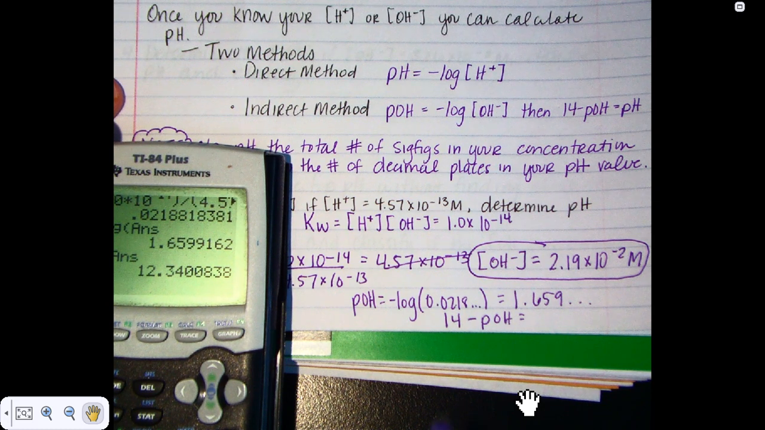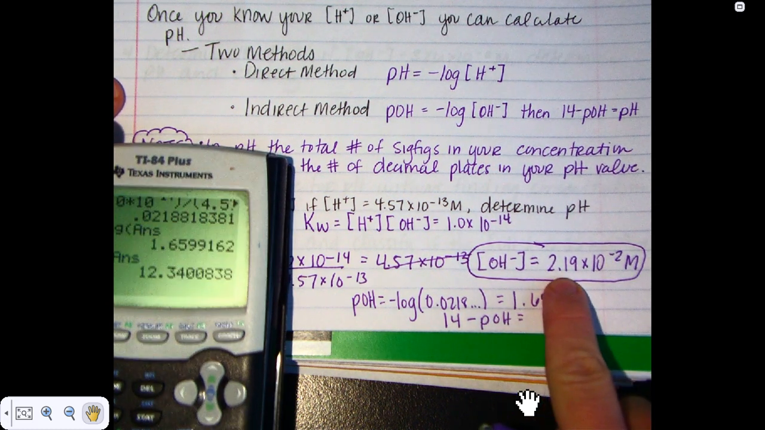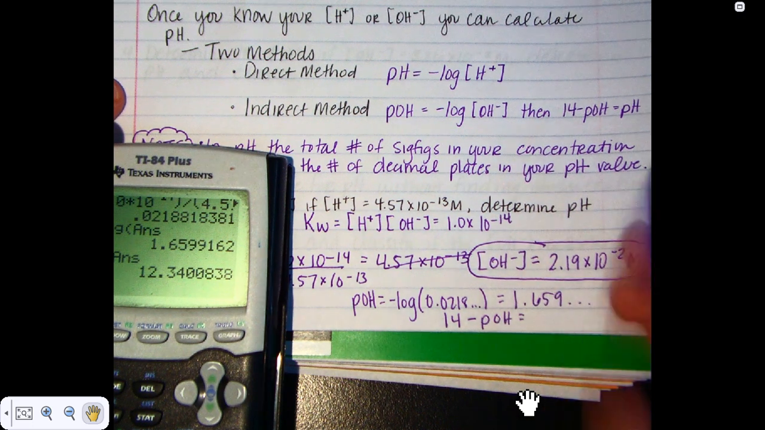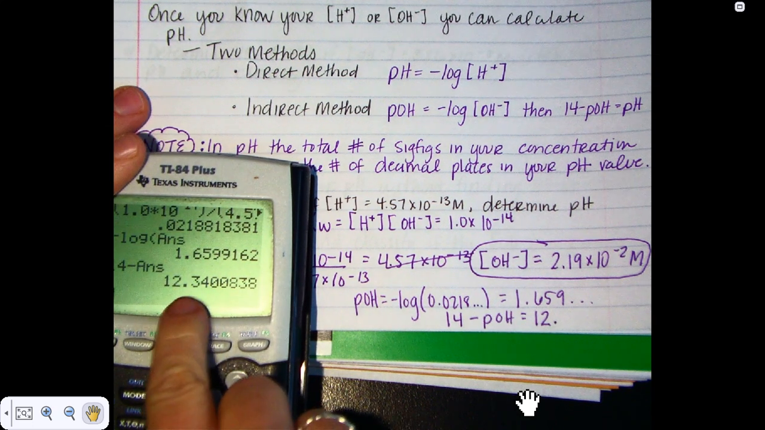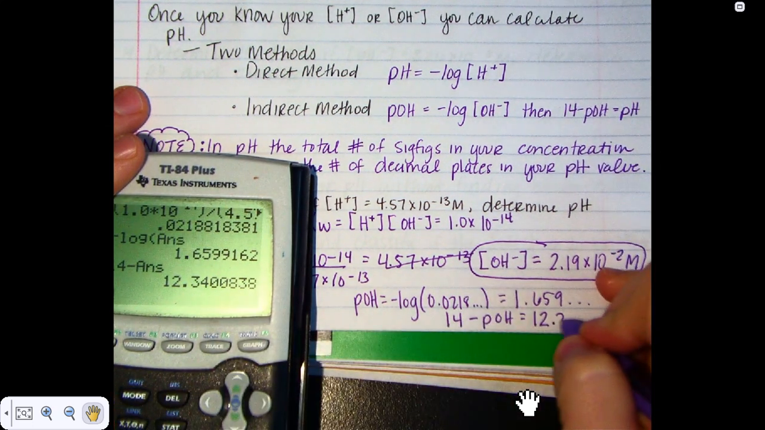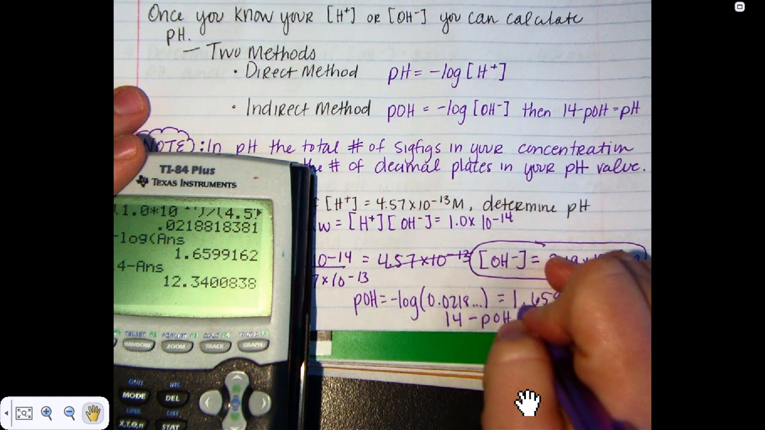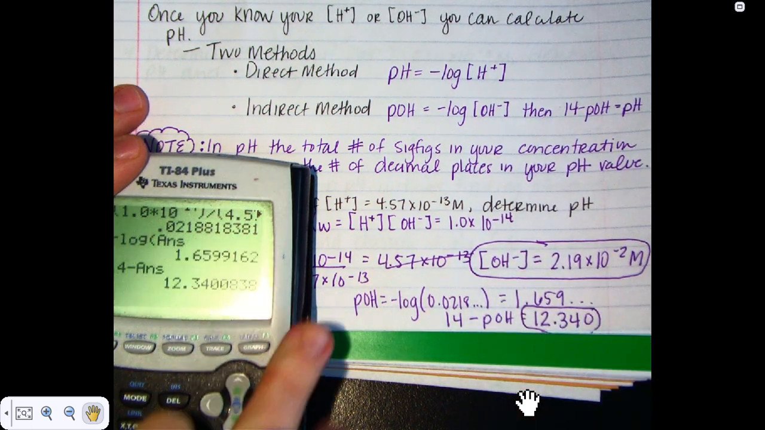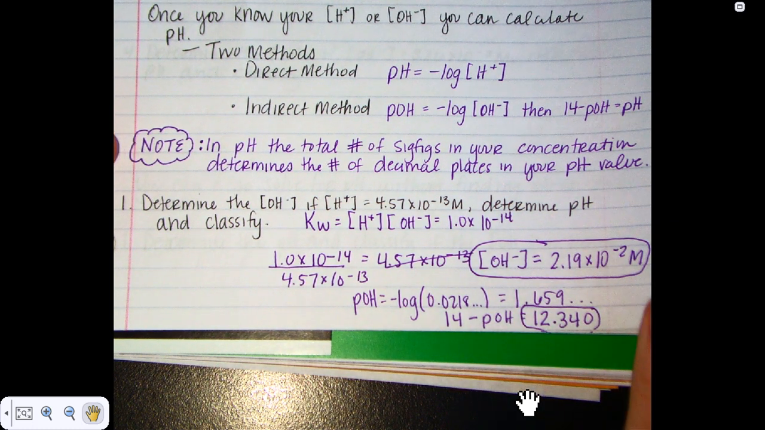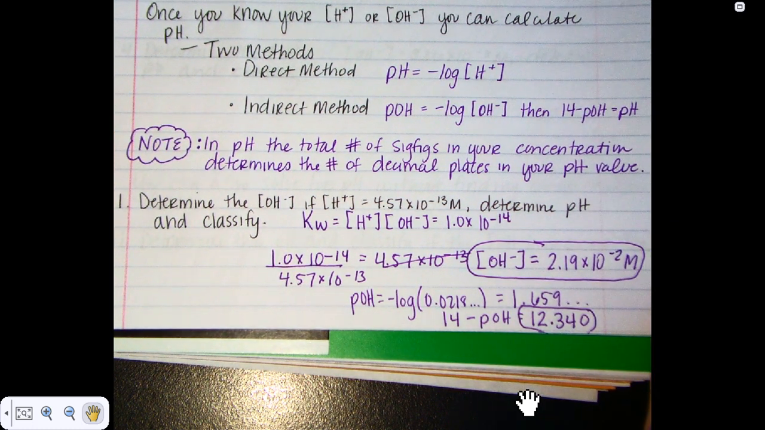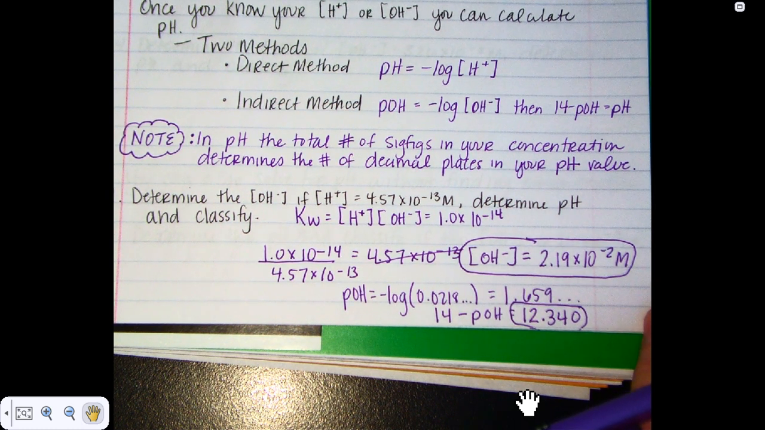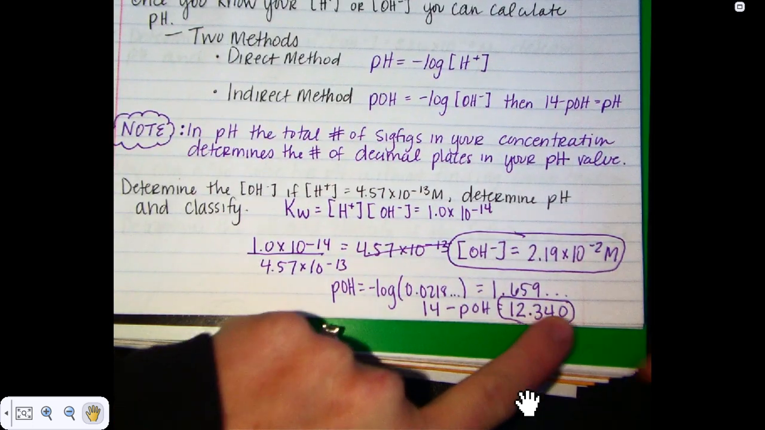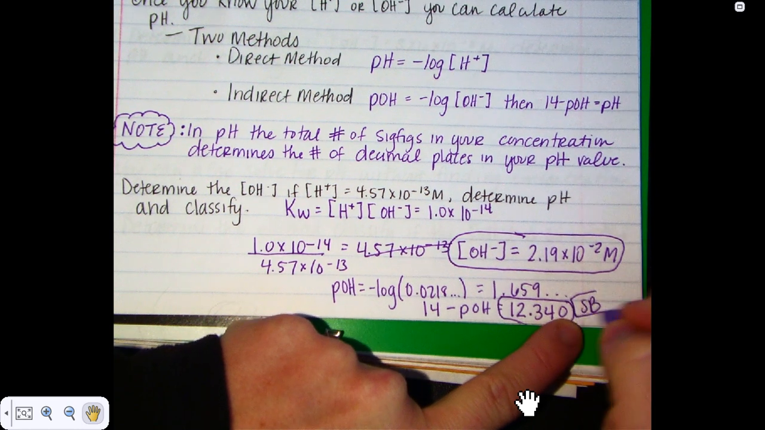12.340083. Now, here's where our weird sig fig rule comes in. 3 sig figs in my concentration is going to give me 3 decimal places. So 12 point and then decimal: 3, 4, 0. So I'm going to circle that as my pH. And then I need to classify this. I gave you some values in your notes in terms of what numerically classifies something as a strong or weak acid or base. This is greater than 10, so this is going to be classified as a strong base, and SB is sufficient for that.